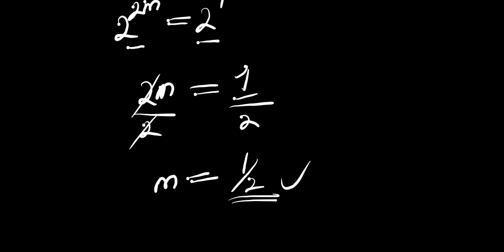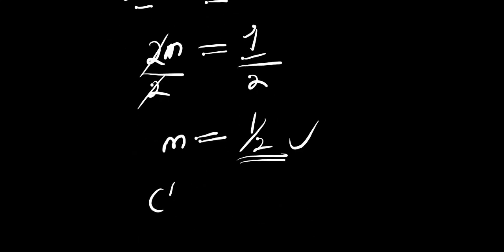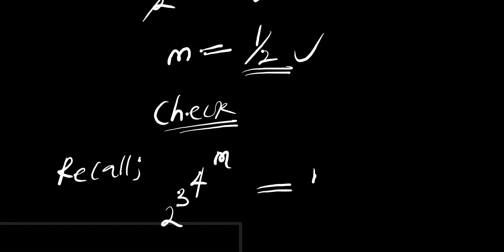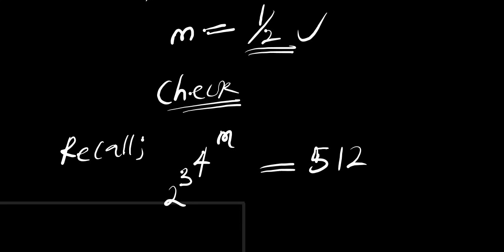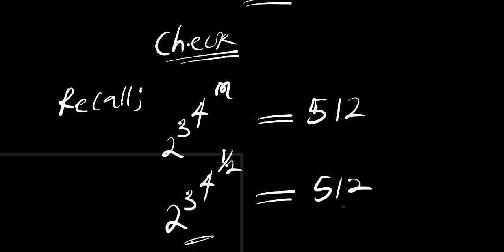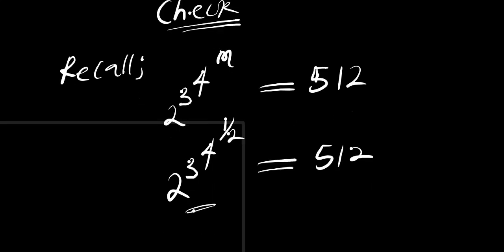Now how do we know that this is the correct answer? Let's go ahead and check. So recall we had 2 to the power of 3 to the power of 4 to the power of m equals, what do we have? 512. Now our m is 1 over 2, so let's substitute it in. We are going to have 2 to the power of 3 to the power of 4 to the power of 1 over 2, and this equals 512. So if this actually gives us 512, that means 1 over 2 is the actual correct answer. So let's go ahead and do that.